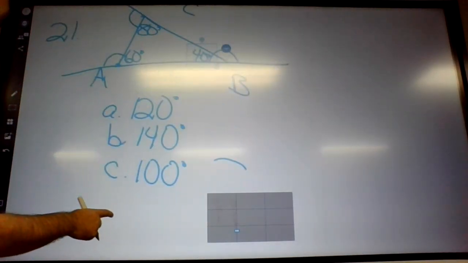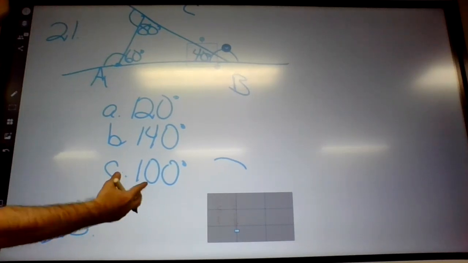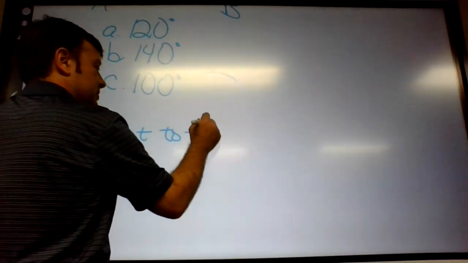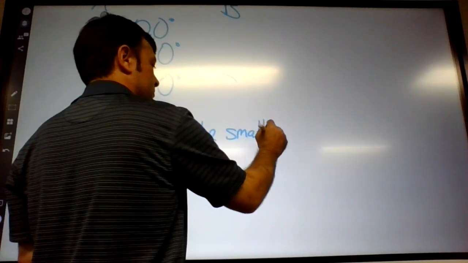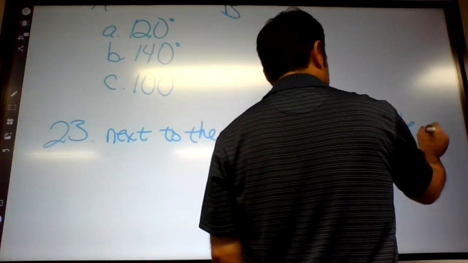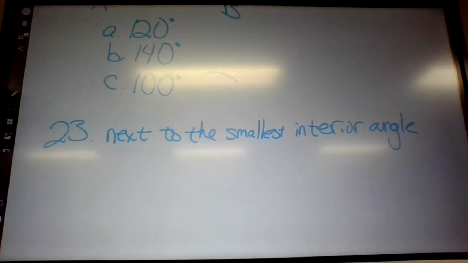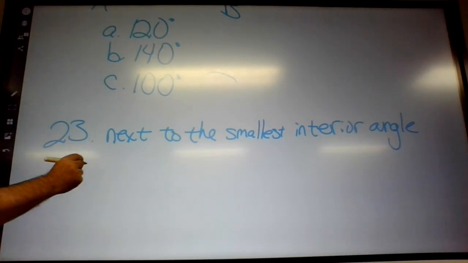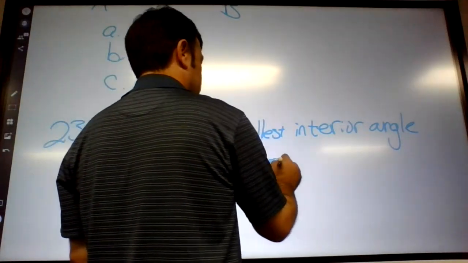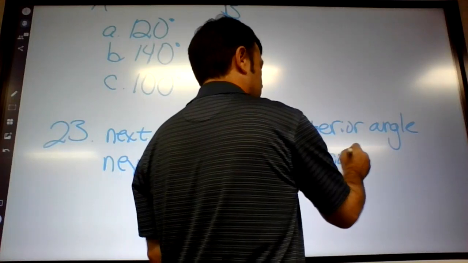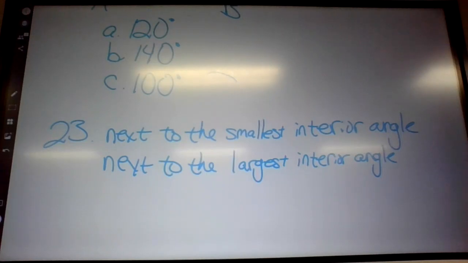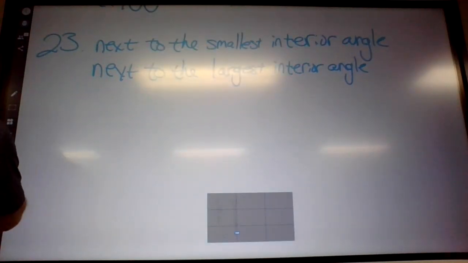So the largest exterior angle is found adjacent to, I'll just say next to, the smallest interior angle. And where would the smallest exterior angle be found? Next to the largest one. Next to the largest interior angle. Let's see how the book said it. The book said adjacent to the triangle's smallest angle. Yeah, that's pretty much it.